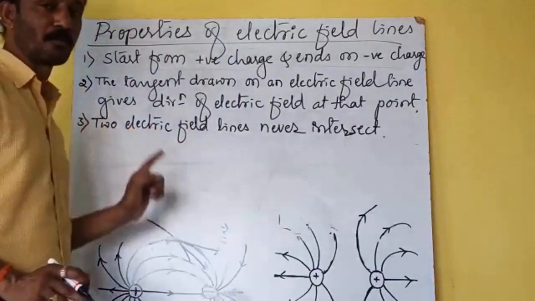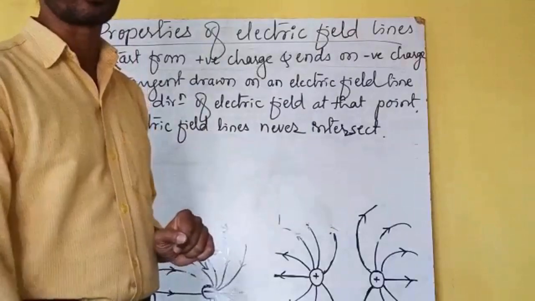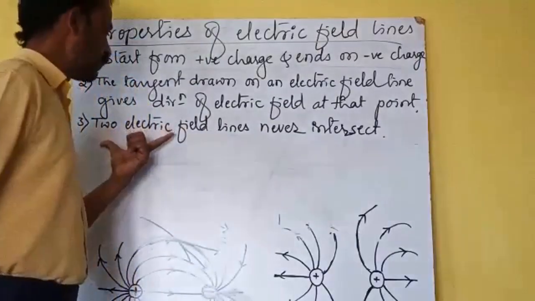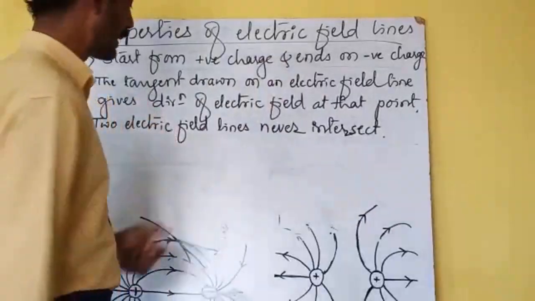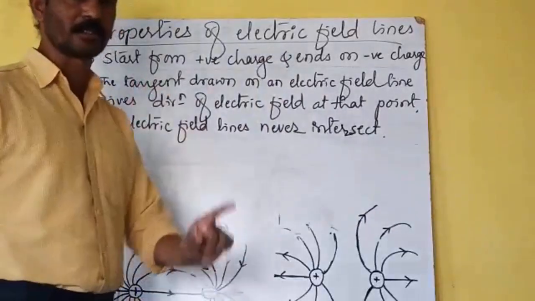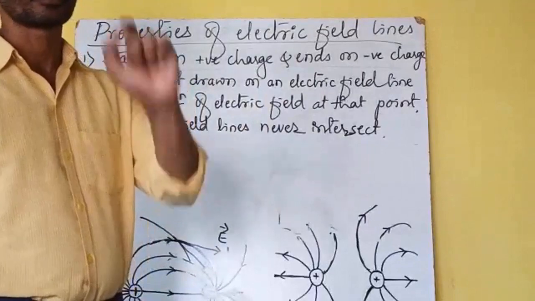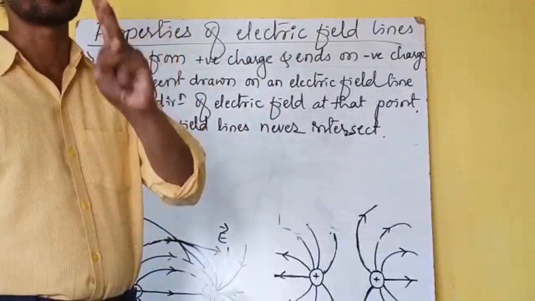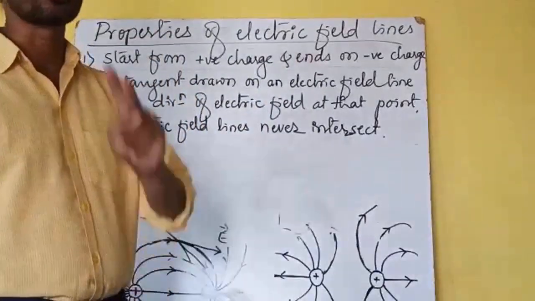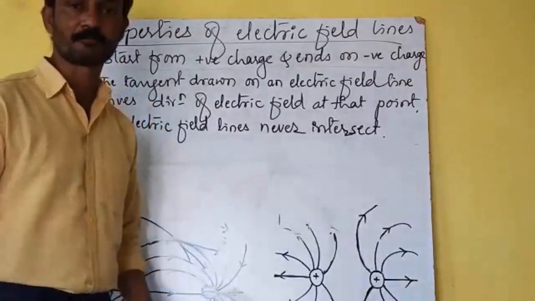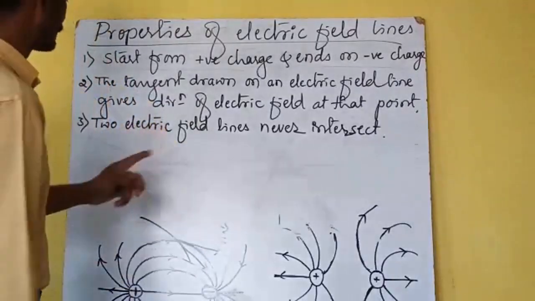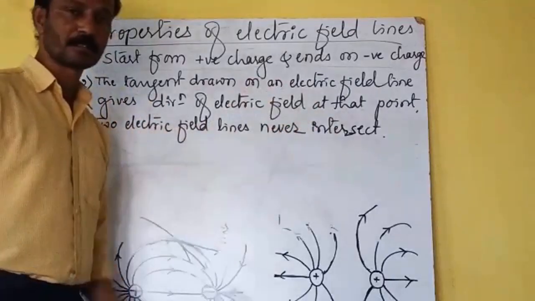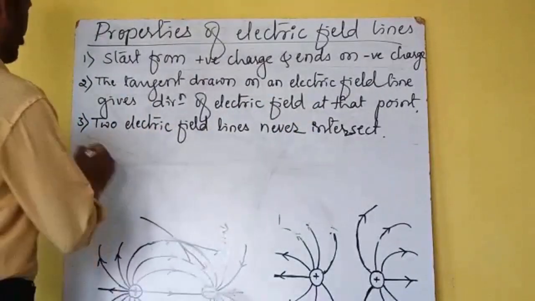This property may be asked for 1 or 2 marks. Why do two electric field lines never intersect? The answer is that if the two electric field lines intersect, at the point of intersection two tangents can be drawn, which gives two directions of the electric field at that point. It is impossible, hence two electric field lines never intersect.